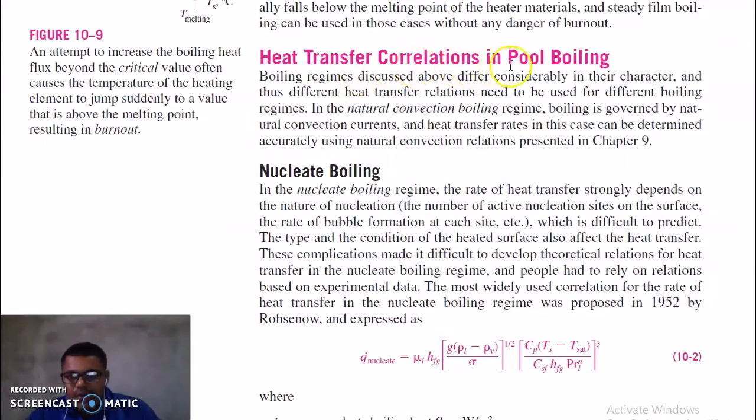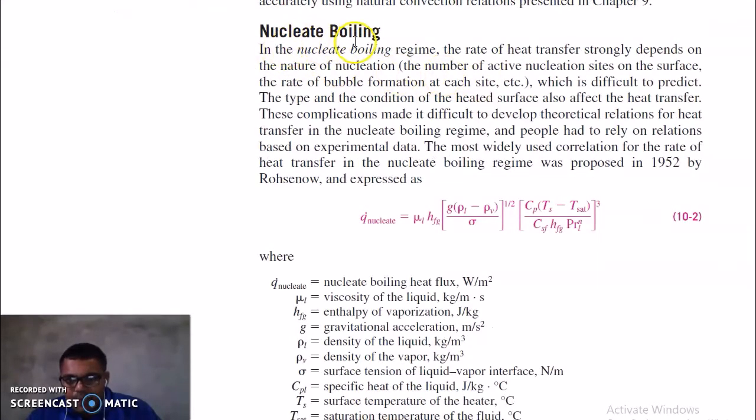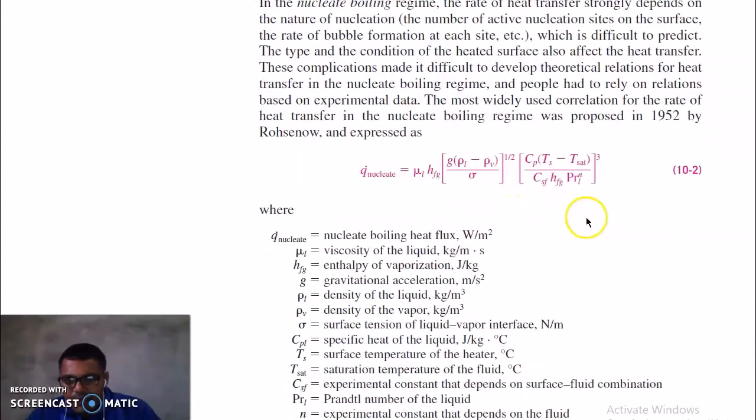Heat transfer correlation in pool boiling. The boiling regimes discussed differ considerably in their character, and thus different heat transfer relations need to be used for different boiling regimes. Natural convection boiling regime: boiling is governed by natural convection currents, and heat transfer rates in this case can be determined accurately using natural convection relations.